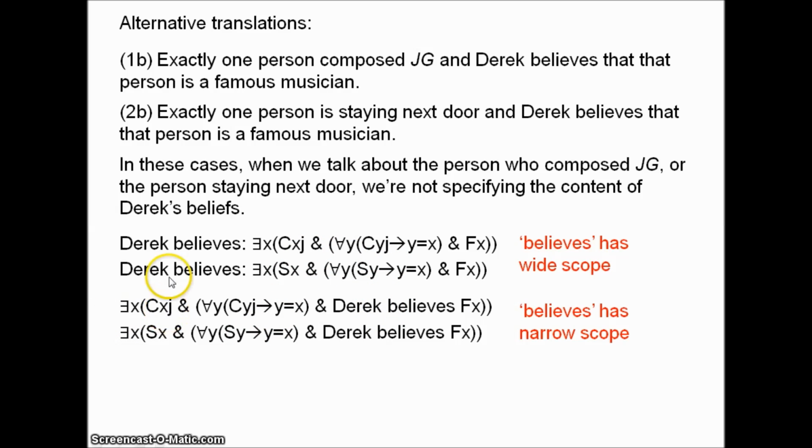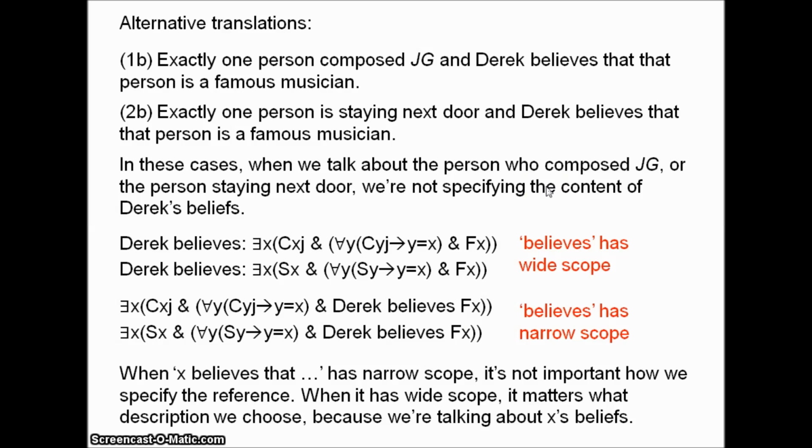Now, when the belief construction has only narrow scope, it's not so important how we specify the reference. Whether we say it's composer of Joe's Garage or person staying next door doesn't really matter. But when it has wide scope, when our description falls within the scope of the belief operator, then it does matter what description we choose, because in that case we are talking about Derek's beliefs. So we have to be careful not to confuse these different scopes, the wide scope and narrow scope, and that's probably where the problem with our original two statements comes from.